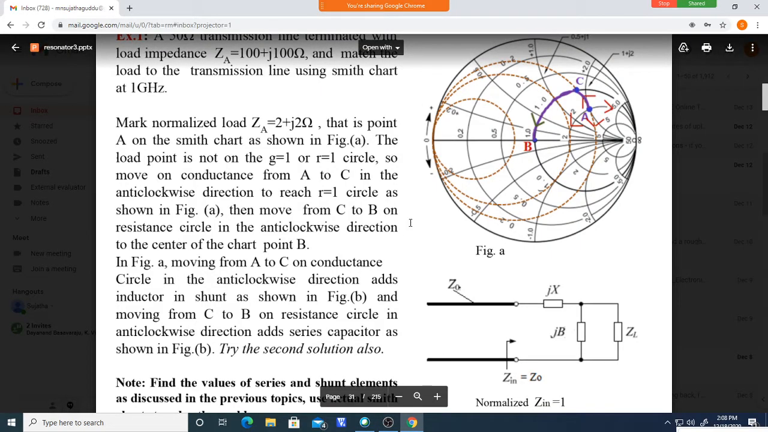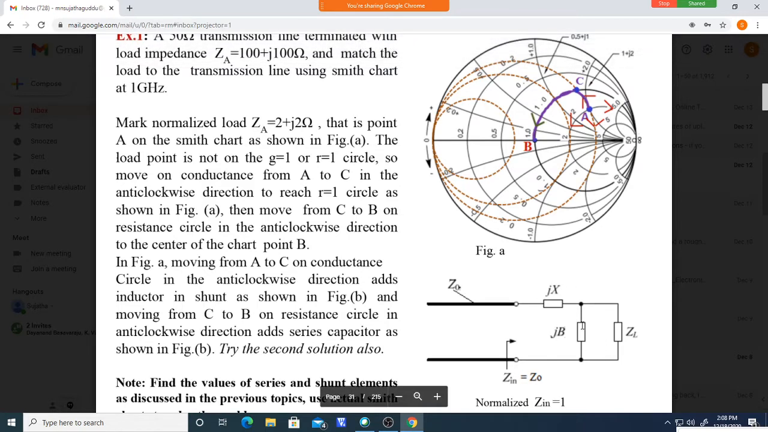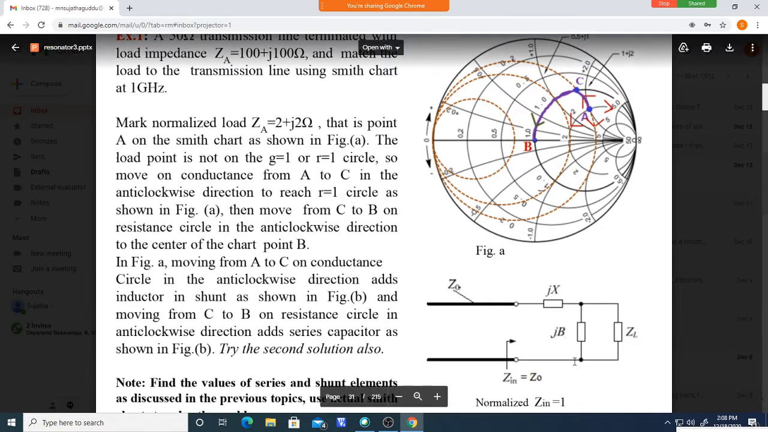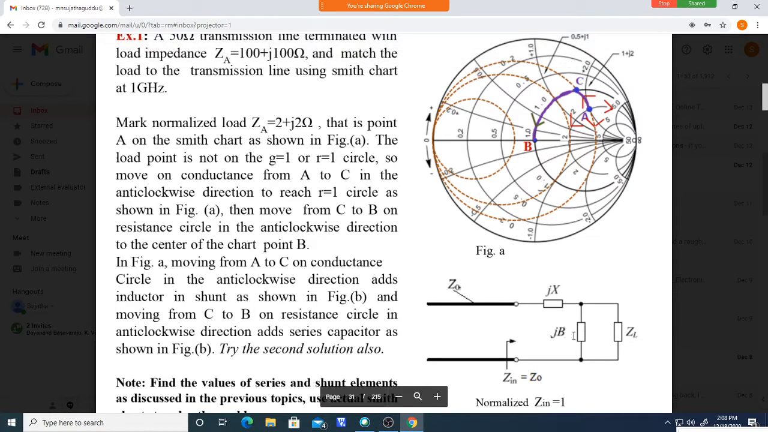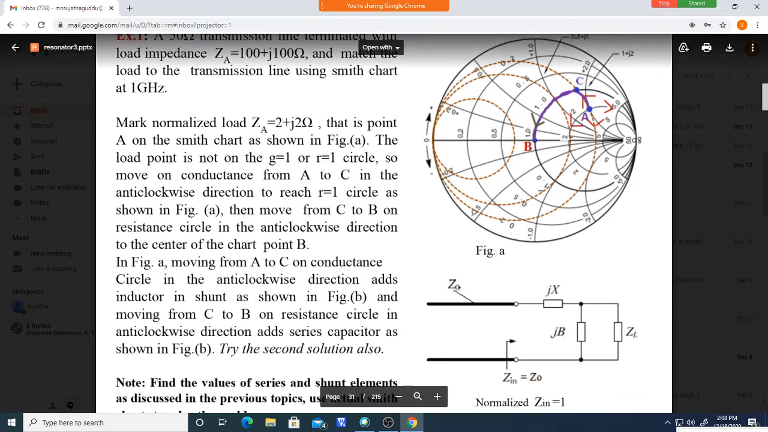Okay, so in the L matching network, we have two components like this. Maybe they are in the L shape like this. One element here, another element here, and they are reactive elements, either an inductor or a capacitor. In the previous class, we were seeing how to move over a Smith chart to get the impedance matching.